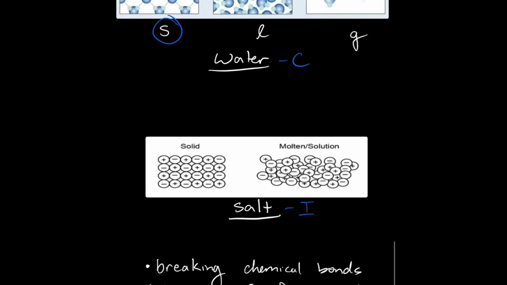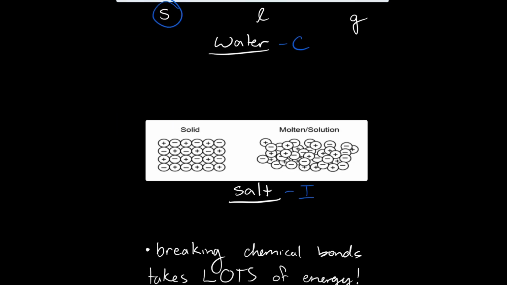But if I melt an ionic substance, that process is a little bit different because what's breaking is the attraction between the oppositely charged ions. And you can see that over here because the ions have moved away from one another. So specifically, what I am doing is I'm breaking the ionic bond when I melt an ionic substance.